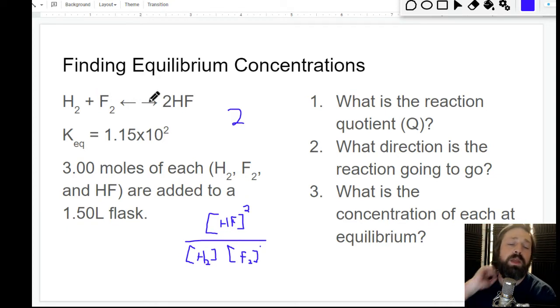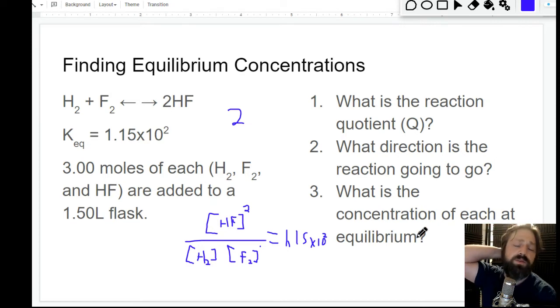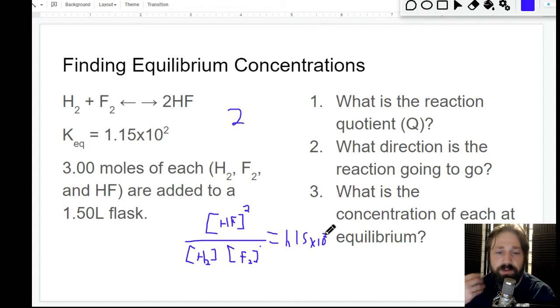Cool. And we know that if this is an equilibrium, all of this is going to be 1.15 times 10 to the second power. So right off the bat, we know a little bit about this. It's a big number. It's bigger than 1. So we know that in general, hydrogen fluoride is going to be the major part of this. We're going to have more hydrogen fluoride than we are anything else.